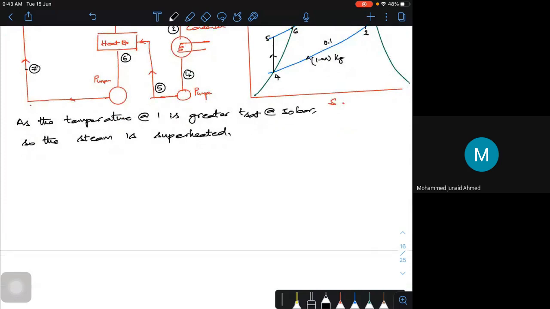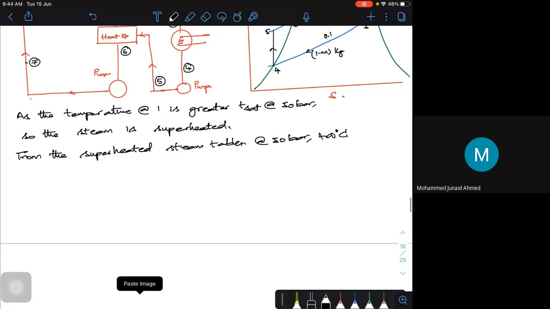So from the superheated steam tables at 30 bar and 400 degrees Celsius, let's note down all the values. What are the values I need? H1, which is 3230.9 kilojoules per kg. Then S1, which is 6.921 kilojoules per kg degree Kelvin.